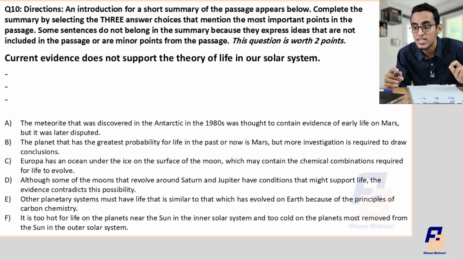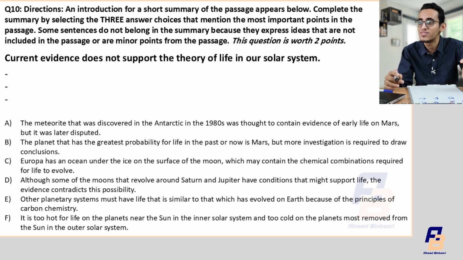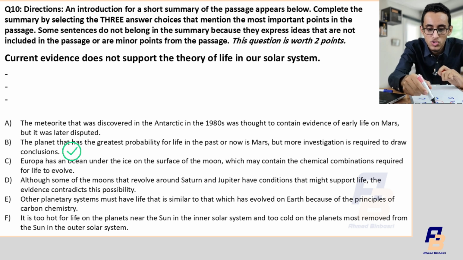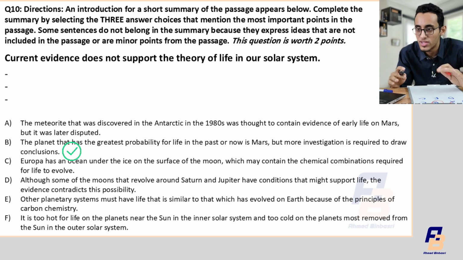The planet that has the greatest probability for life in the past or now is Mars. Yeah, actually, there is some investigation, but more investigation is required. I recently read something about it and watched a documentary about it on National Geographic. Anyway, we have discussed Mars and life and water on Mars, so I think we should choose it, and it was a major point in this passage.